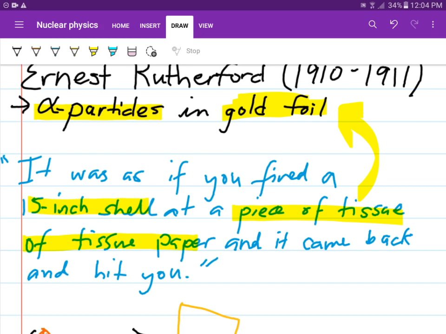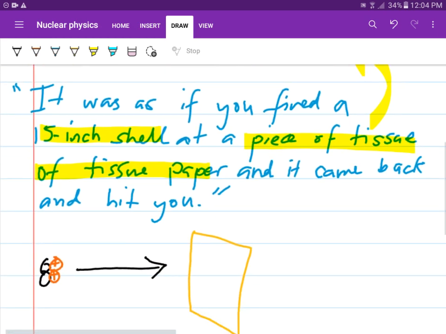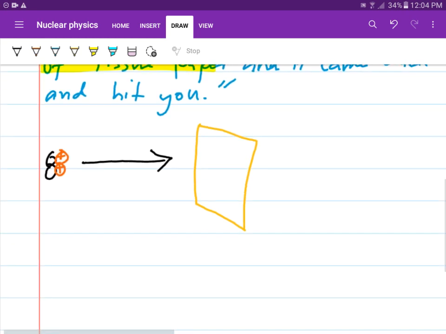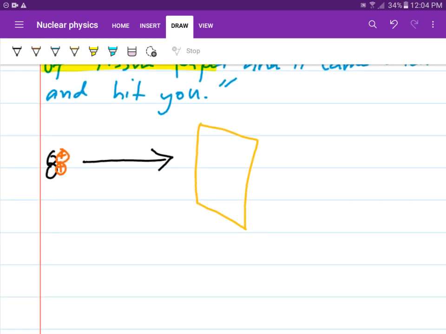So how did it help in probing the structure of the nucleus? What he did was fire these alpha particles towards a very thin gold foil, about 1,000 atoms thick. At that time, the current model for the atom was J.J. Thomson's plum pudding model.